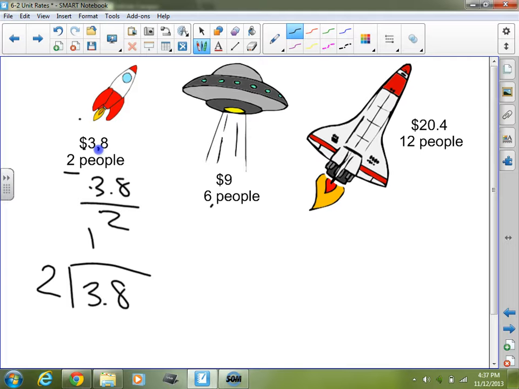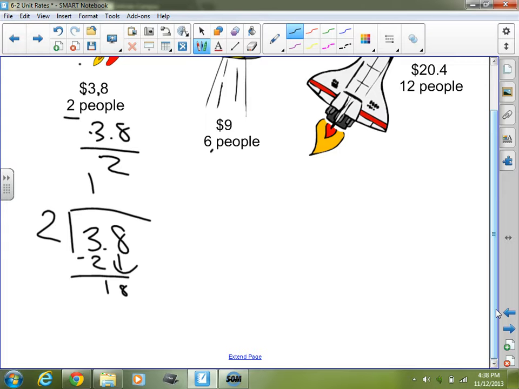So that's going to go in 1 time. Bring this down, and that's going to be 9. I bring up the decimal. So look at that. My unit price, or unit rate, is going to be $1.9 million for this one spaceship right here, $1.9 million, okay?